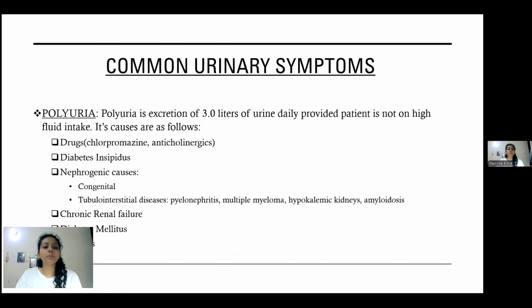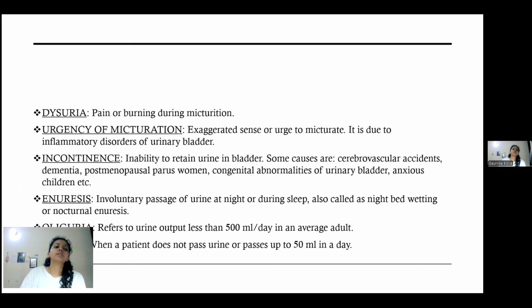Common urinary symptoms are polyuria. It is the excretion of more than 3.0 liters of urine daily, provided the patient is not on high fluid intake. Causes are as follows. Drugs, for example chlorpromazine or anticholinergics, diabetes insipidus, nephrogenic causes, congenital or tubulointerstitial diseases, chronic renal failure, and diabetes mellitus.